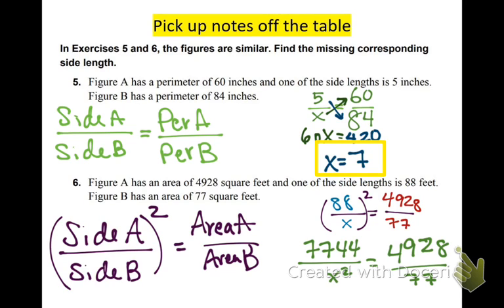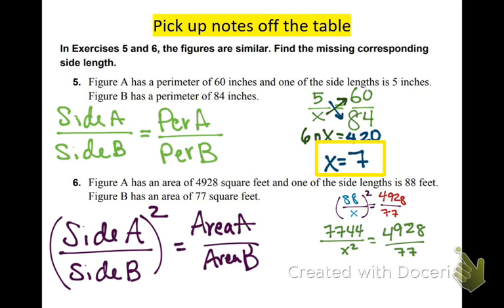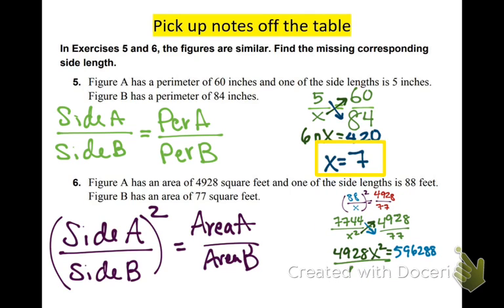Good. Now we multiply. I'm going to run out of room. So we get 4,900, what is it, 72? No, 28. 28x squared equals, what is 7,744 times 77? 596,280. Did I get it right? Yes. Perfect. Next thing you need to do is divide both sides by 4,928.